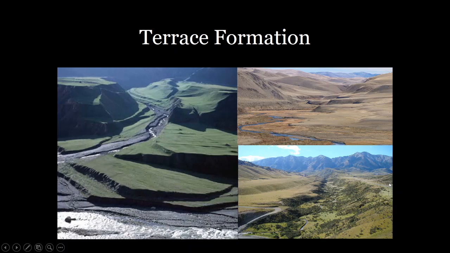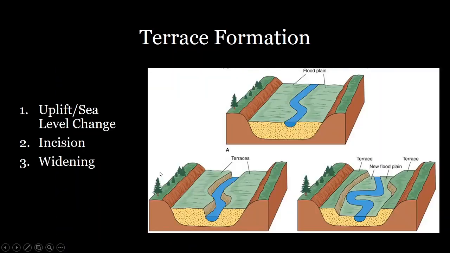Next, let's talk about terrace formation. So terraces are big parts of the geomorphic impact of rivers. You can see some examples of river terraces here. Terraces are these flat areas above a river that represent the historic river floodplain. And so terrace formation happens through three different processes.